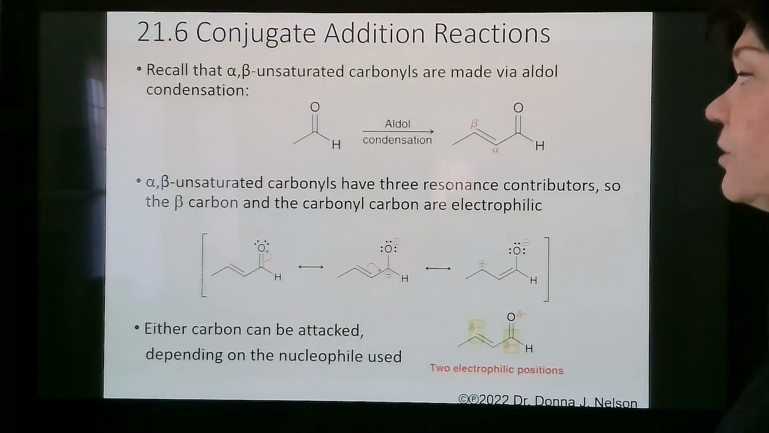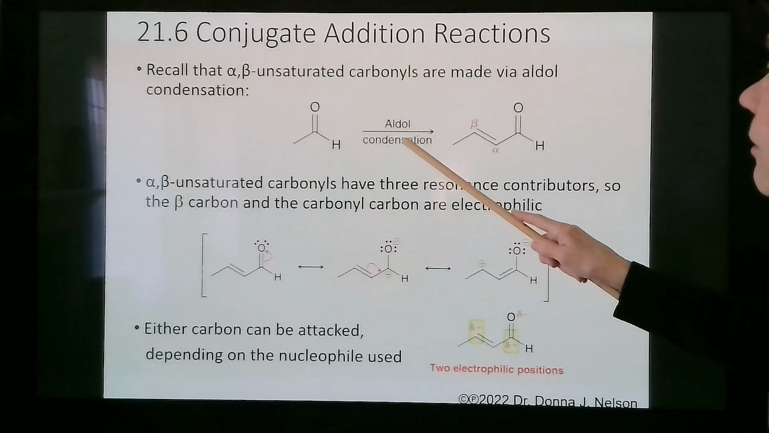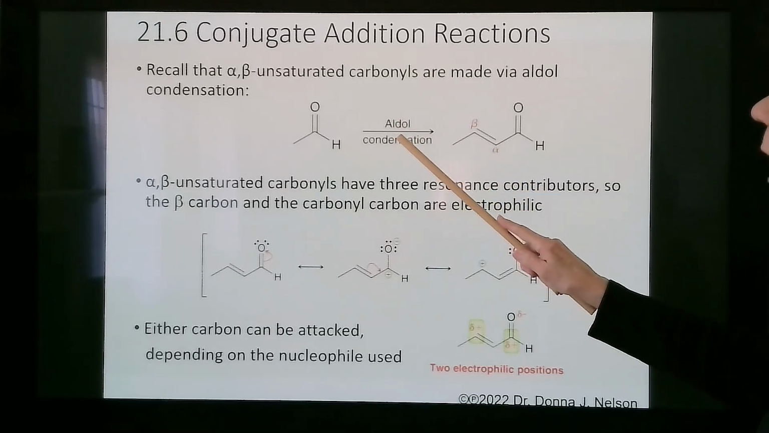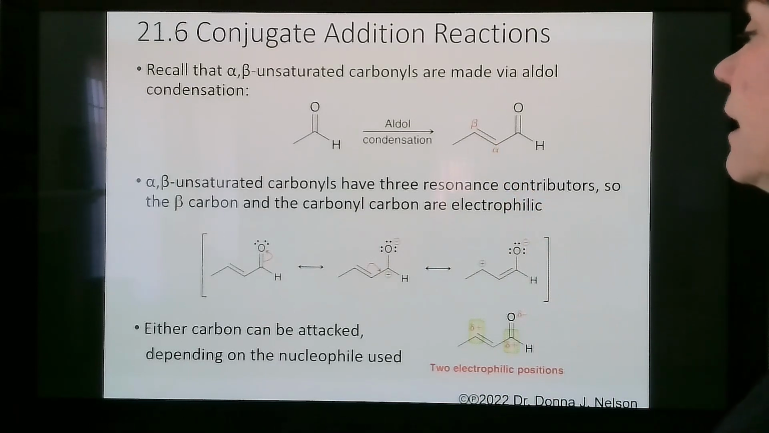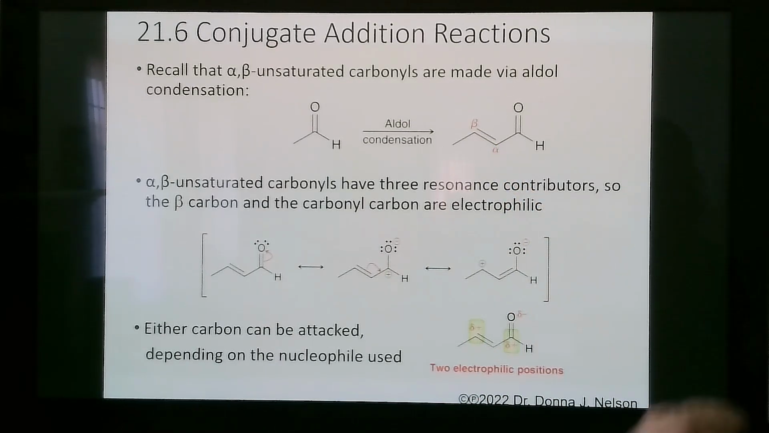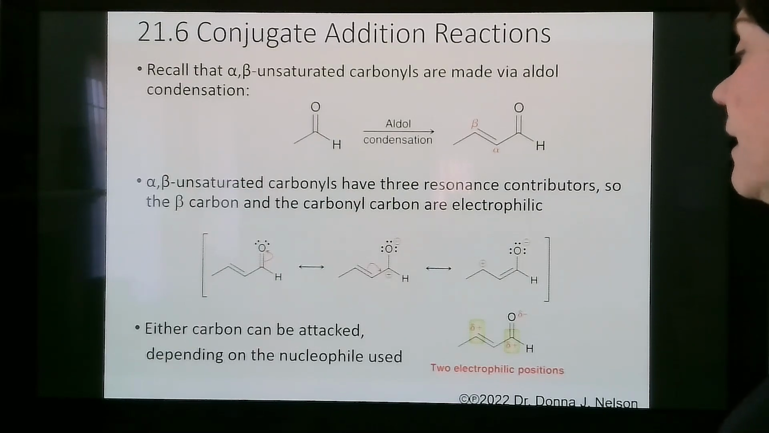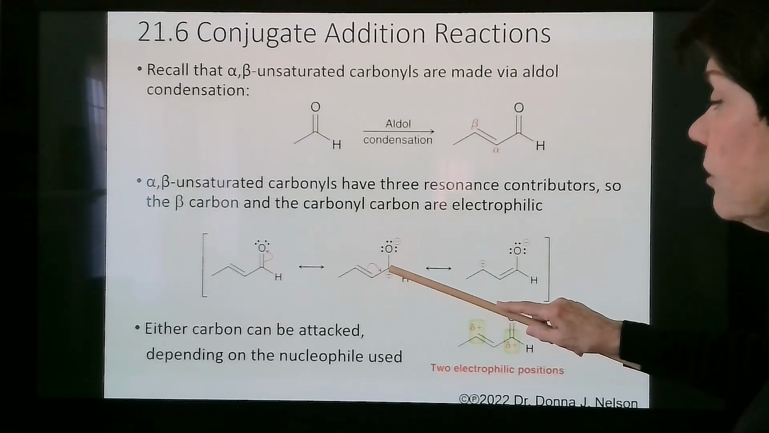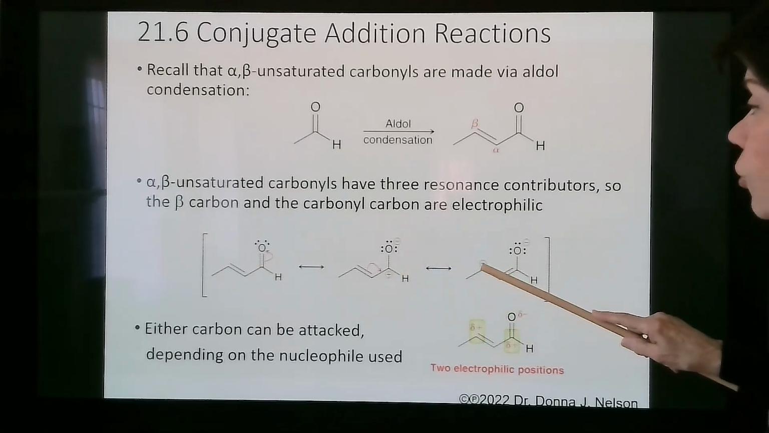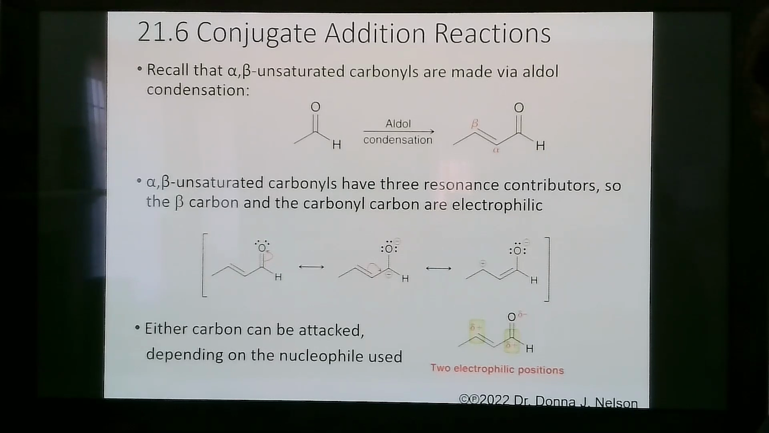In the conjugate addition reactions, we have to recall that alpha-beta unsaturated carbonyls are made using the aldol condensation. Remember, this is where you go through the aldol intermediate and then you lose water across the alpha-beta position. These alpha-beta unsaturated carbonyls each have 3 resonance contributors. So the beta carbon and the carbonyl carbon are both electrophilic. They both can be drawn in these resonance structures bearing a positive charge. So both of these positions are electrophilic, and either carbon can be attacked by a nucleophile. It can be attacked selectively, depending upon the nucleophile used.